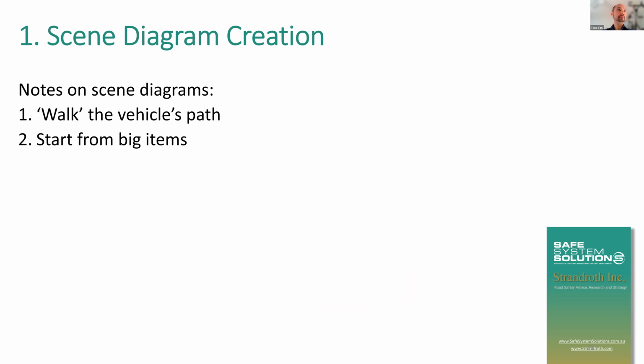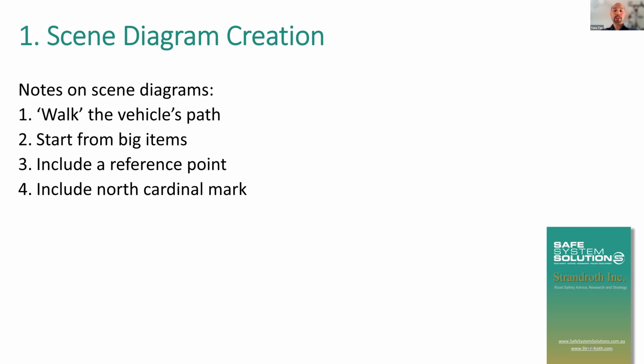Start from big items and then slowly move on to small items. Please include a reference point. Really, really important for those who are going to be reconstructing crashes on software. Include a north cardinal mark, so we know which direction north, south, east, and west is, especially when you use Google Maps to investigate from satellite imaging. Include a scale, really important as well. Without scale, it's almost impossible to recreate a crash.